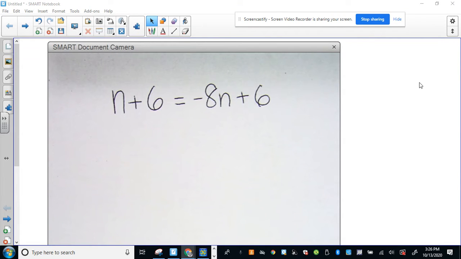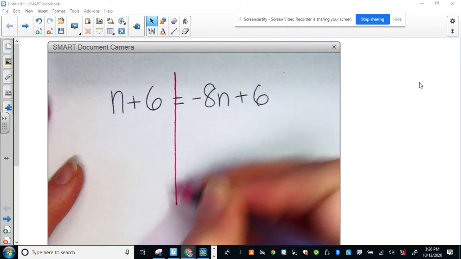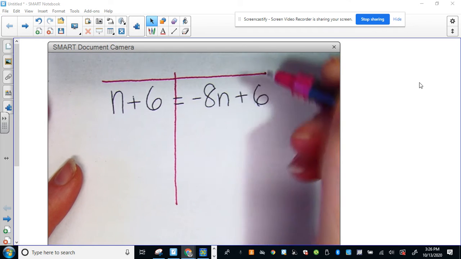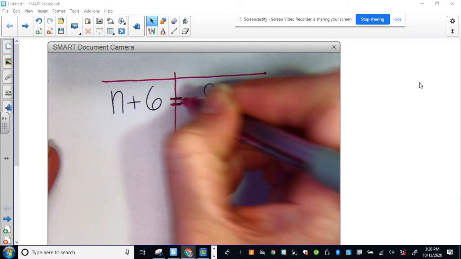So I'm hoping this will help clarify some things on variables on both sides. Maybe this method, me showing you, might help a little bit. First of all, I would suggest making a T with the line in the middle where your equal sign is to separate the two sides.